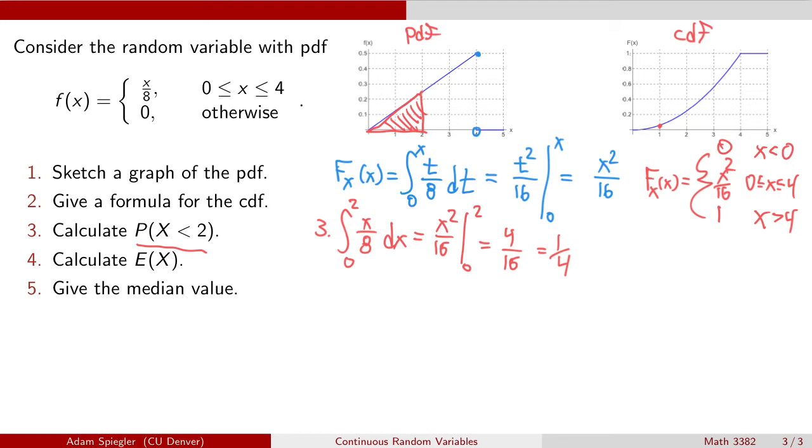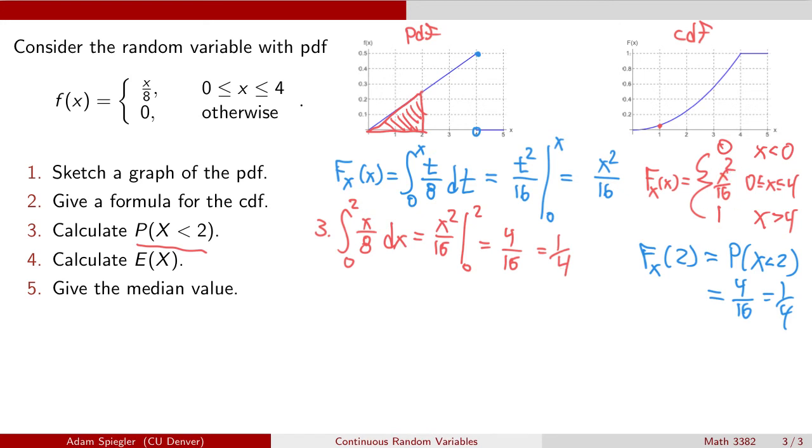And since we found the formula for the CDF over here, we could also calculate that by evaluating the CDF at the value 2. So this tells us the probability that x is less than 2. And in this case, we get 4 over 16 equals 1/4 when I plug x equals 2 into the formula for the CDF. So either way, we get 1/4.